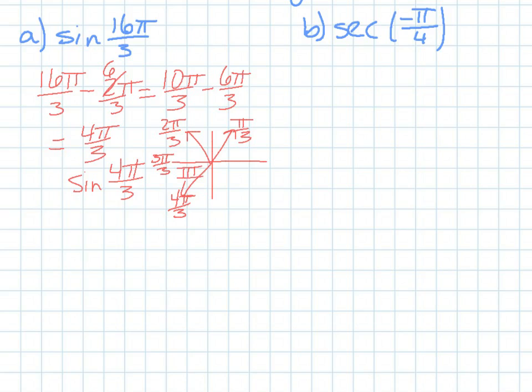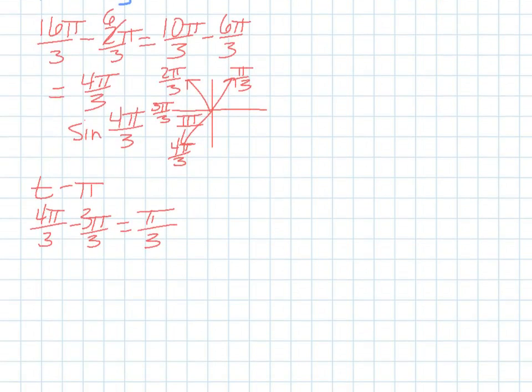Okay, so sine of 4 pi over 3 would be in the third quadrant. If I'm in the third quadrant, then I need to take t minus pi, because 4 pi over 3 is greater than pi. So 4 pi over 3 minus pi, which is the same thing, like I said, as 3 pi over 3, gives me a reference angle of pi over 3.